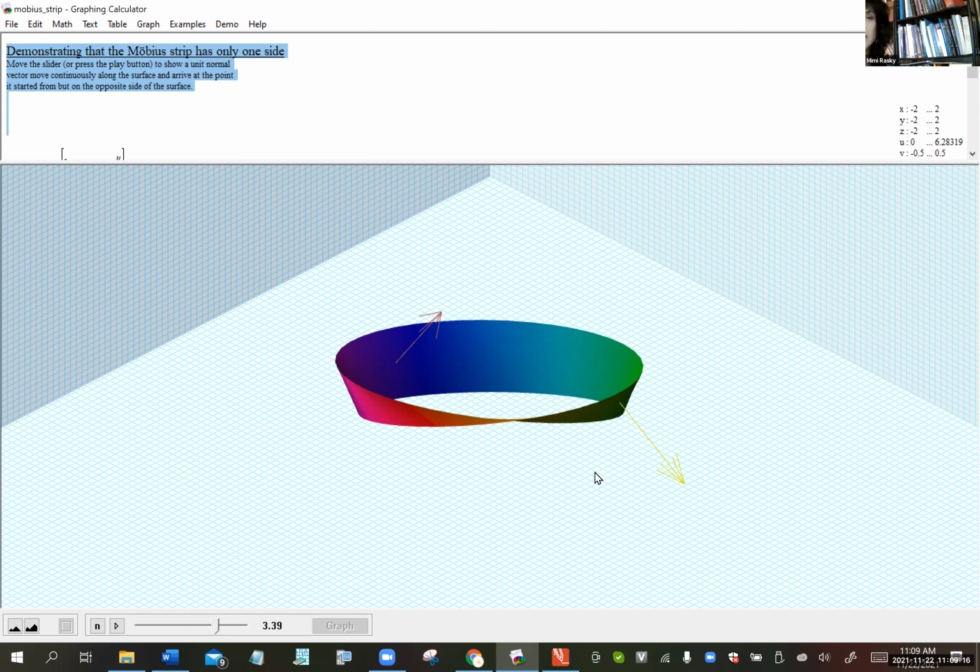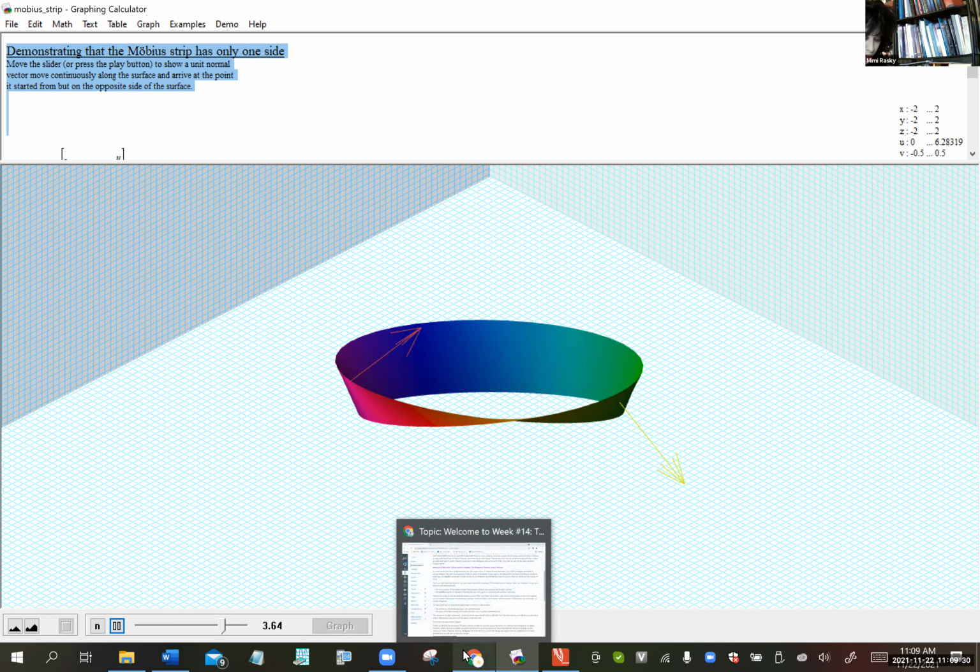And you can actually make a Möbius strip at home. Just take a piece of paper and tear off a strip of it, like a long rectangle, and then do a half twist, and then Scotch tape the two ends together. And you'd have a Möbius strip. So watch closely.